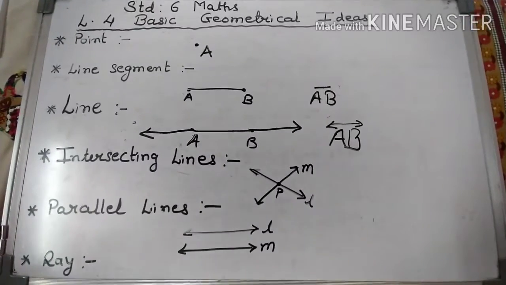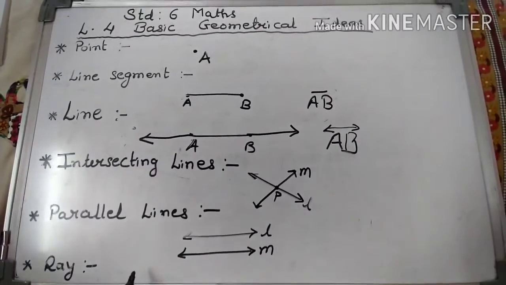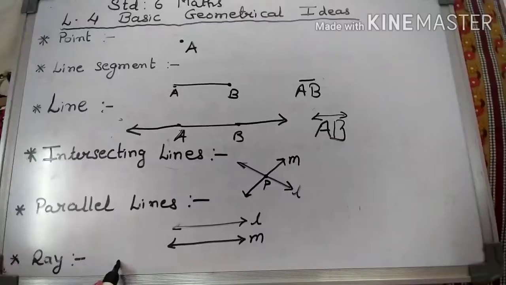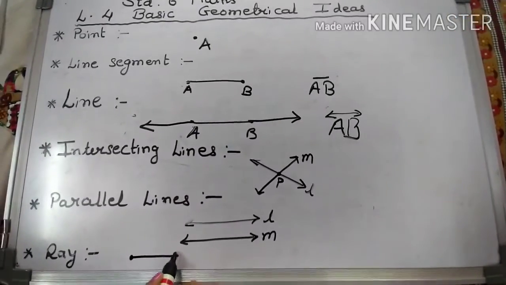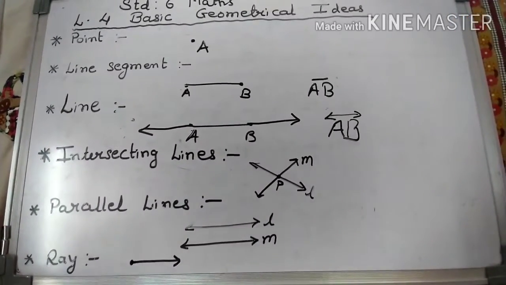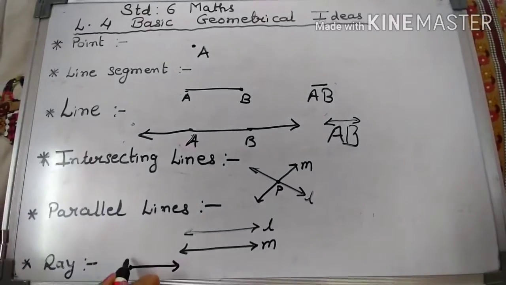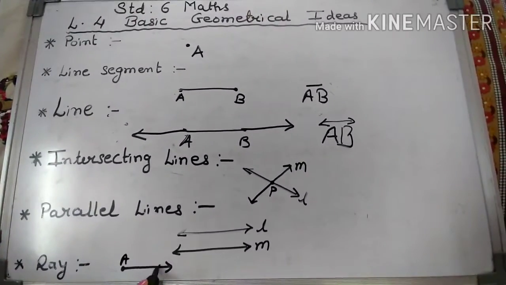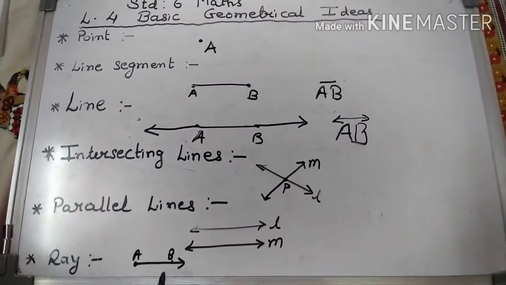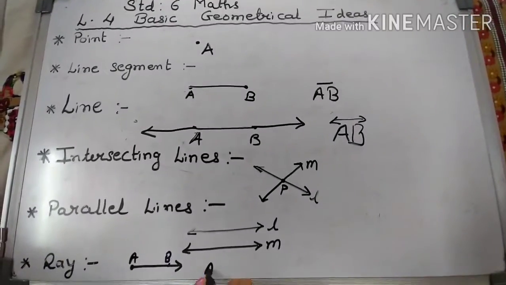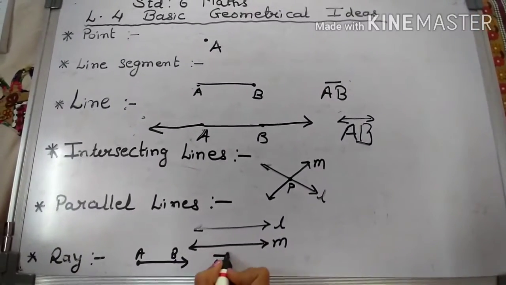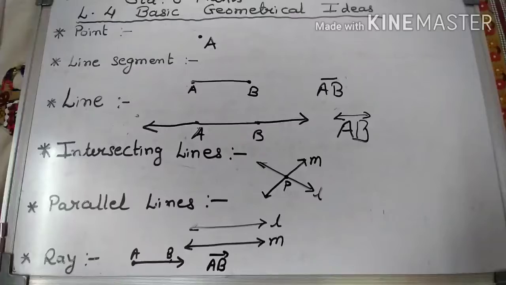Now let's know about a ray. A ray has one end point and one side. It can extend endlessly. Suppose A, B. We can denote the ray as ray AB.